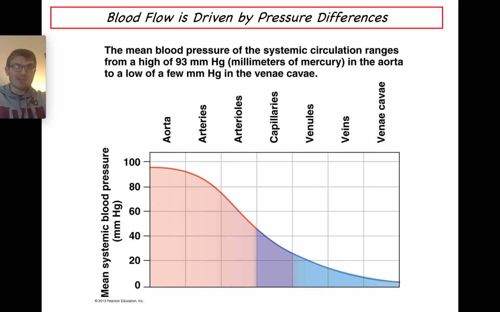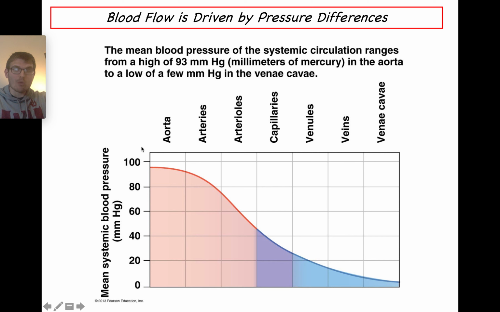So to demonstrate this, look at this graph right here. This graph on the y-axis is showing us the mean systemic blood pressure. So at any given point in the circulation, whether it's the aorta, the arteries, the arterioles, the capillaries, the venules, the veins, or the vena cava, we're keeping track of the average pressure on the blood in that location.